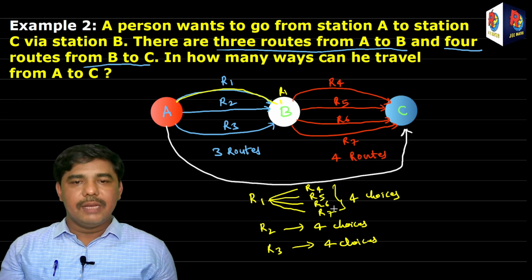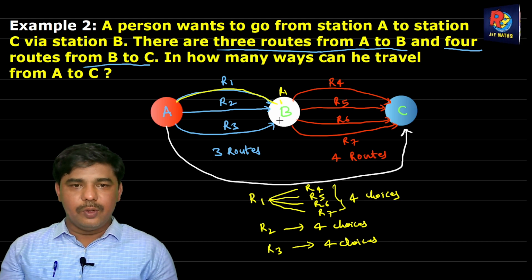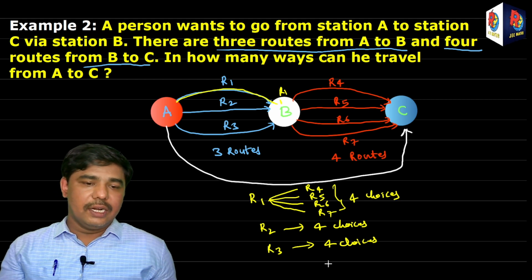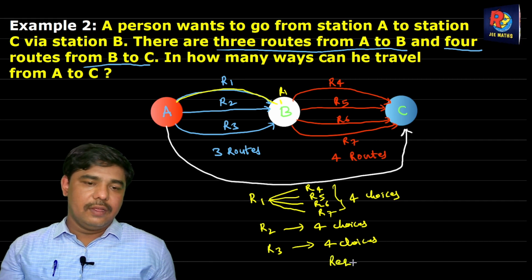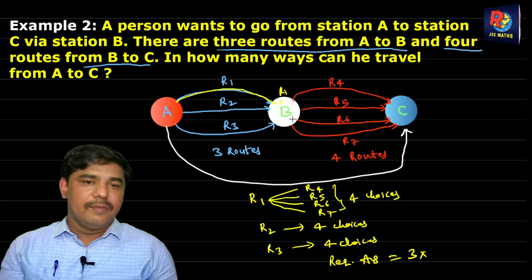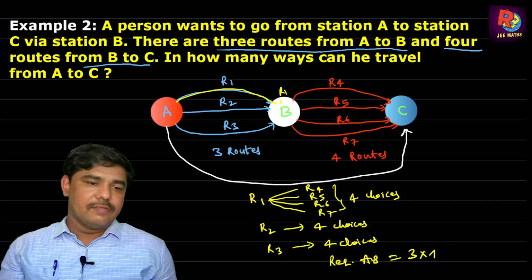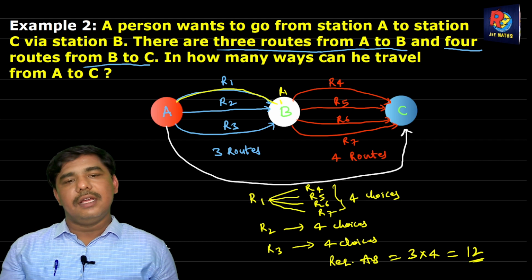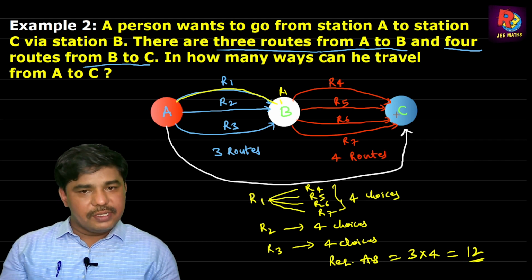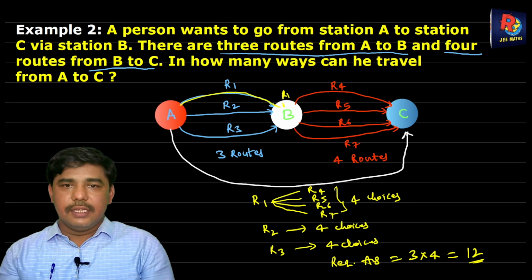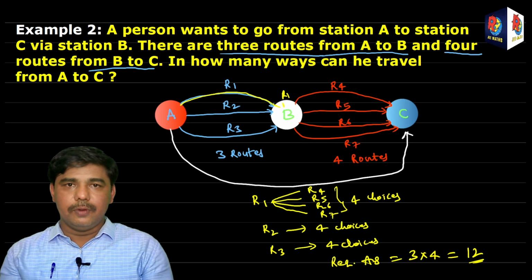Here you can observe there are 3 routes from A to B, and from B to C he has 4 routes. So totally 12 ways he can reach from station A to station C via station B. Like this we can apply. This is the multiplication rule.